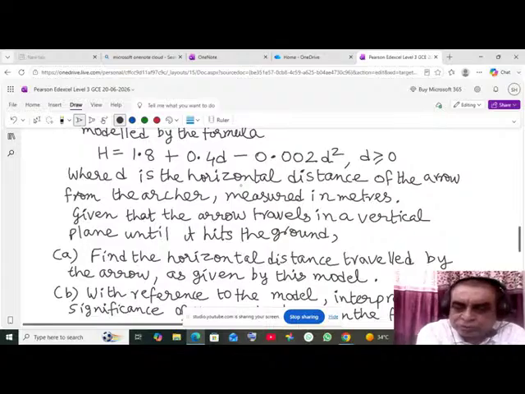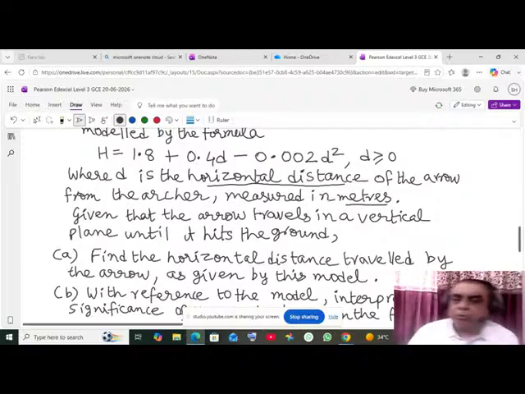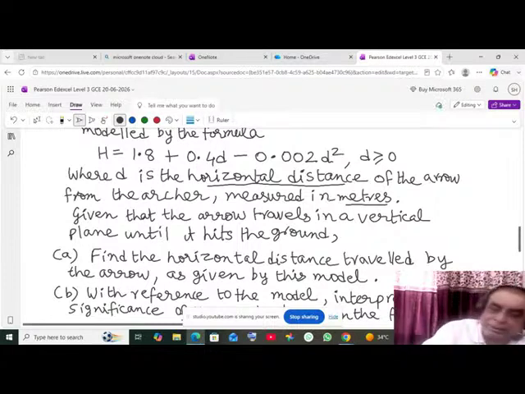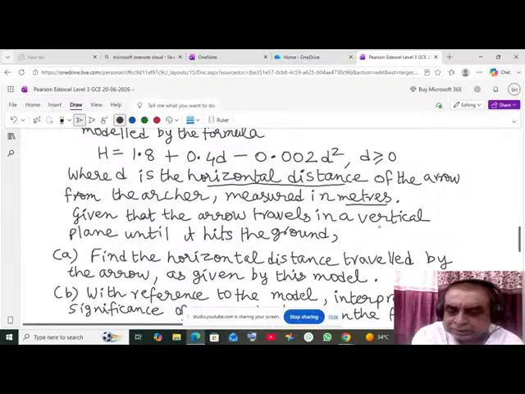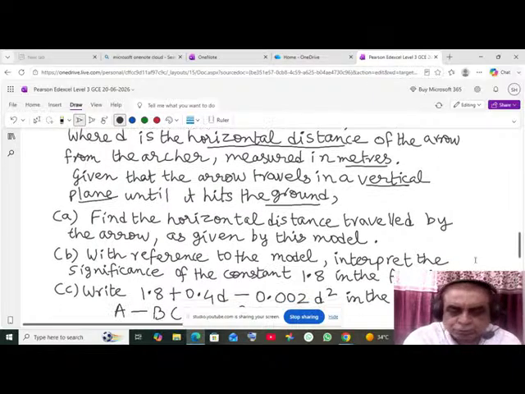Where d represents the horizontal distance of the arrow from the archer, measured in meters. Given that the arrow travels in the vertical plane, the arrow is traveling in the vertical plane until it hits the ground. So it flies in the vertical plane and then it hits the ground.